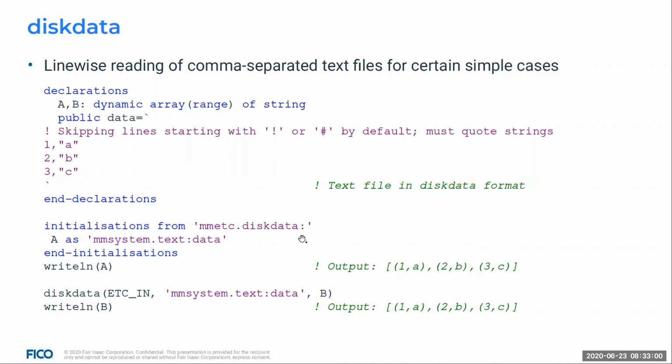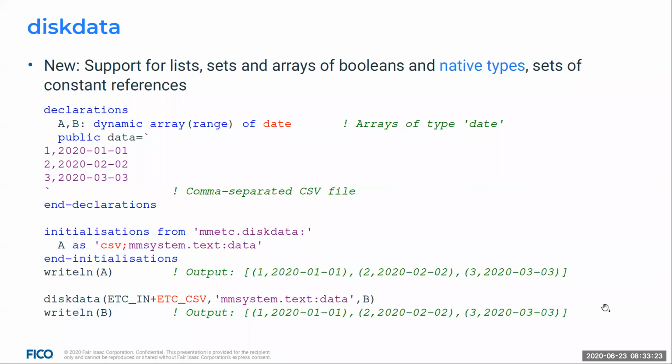This is also a feature that certain users like. You can use this as a driver with initializations format, or you have the functional form to get to the same data. This format assumes that you only have a single table in your CSV format file. So just a single table per file, so very simple cases. Now what we have added is the possibility to use new types, in particular lists and sets and arrays of booleans, and also of native types: date, time, datetime.